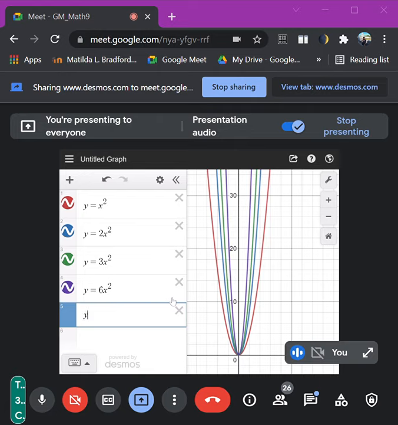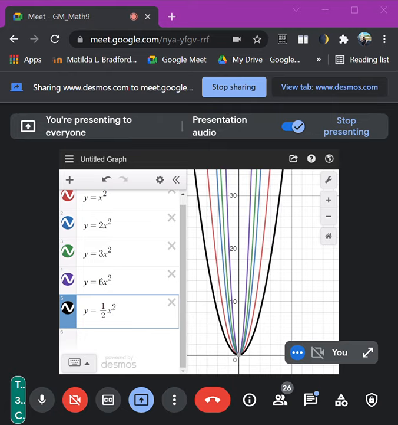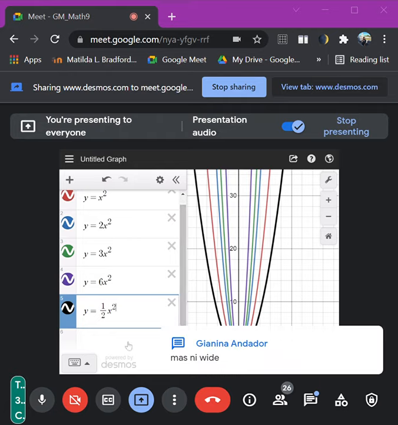Okay. Now, atong i-input na pod ang ato ang lain nga given, class. We have there y is equals to 1/2 x squared. So, what can you see, class? Kanang black. Ni big siya. Okay, ni wide siya or ni big. Very good.